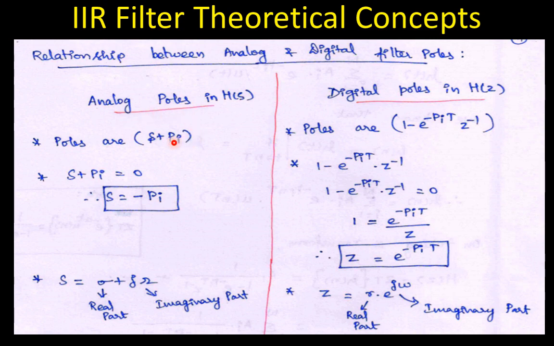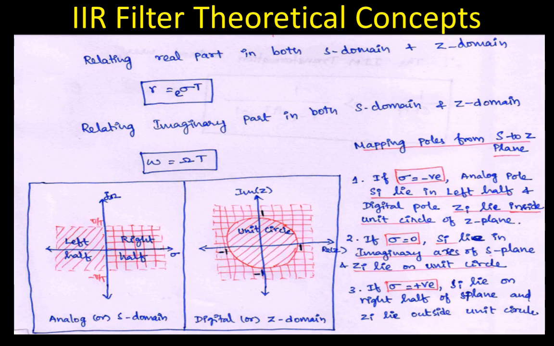Okay, this is the term available in h of s in the denominator. So how do you find the poles of this transfer function? You just equate the denominator to 0 and calculate the value of s. Similarly, this is the denominator term for the h of z transfer function. You equate the denominator term to 0 and just find the value of z. This gives the value of the pole. So now we can compare the poles in the analog domain and the digital domain.